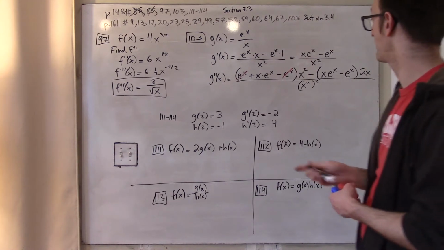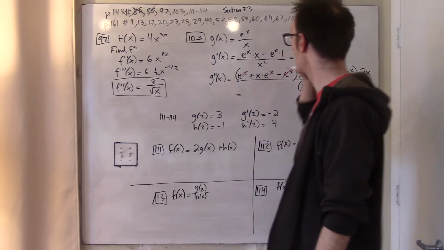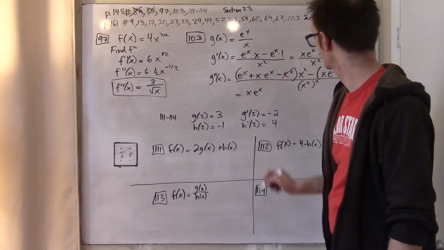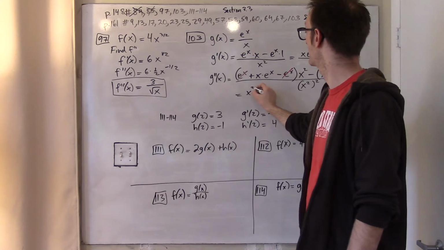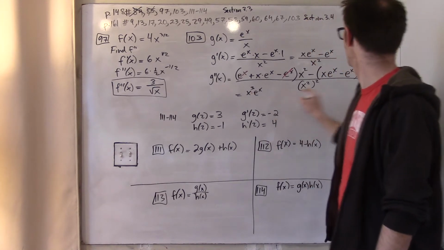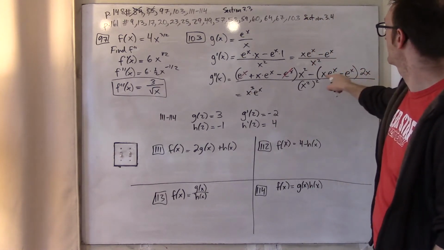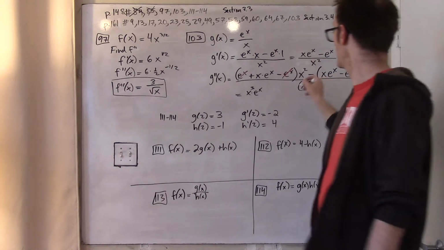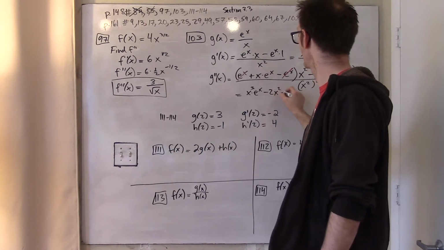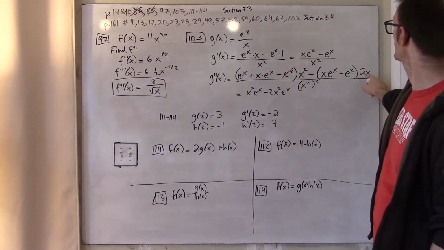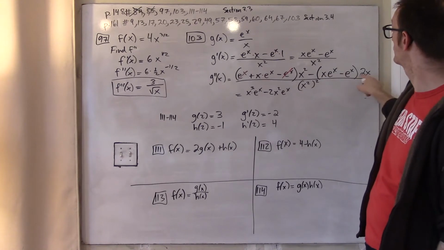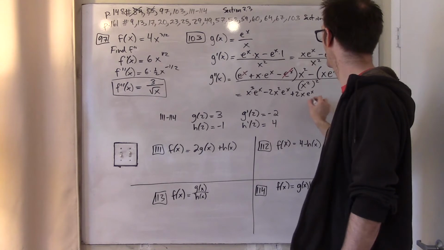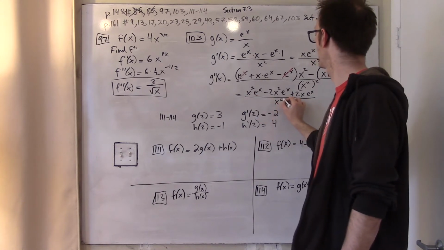So what do I end up with? I'll just squeeze it in right here. It's going to be in the numerator x e to the x times x squared, so really that becomes x cubed. And now that 2x gets multiplied by x e to the x and subtracted, so it's going to be minus 2x squared e to the x. And then there's also going to be a plus 2x e to the x, all over x to the fourth.